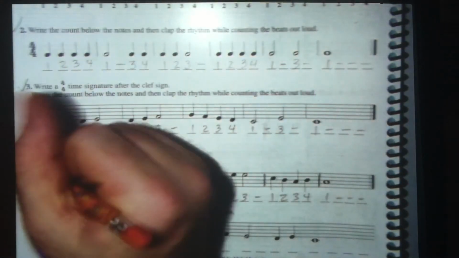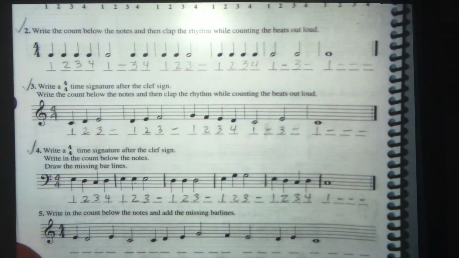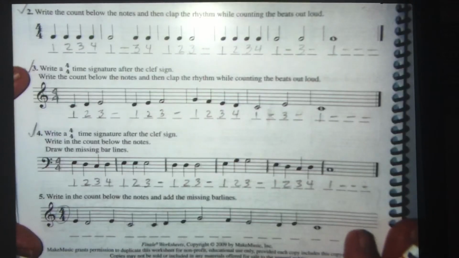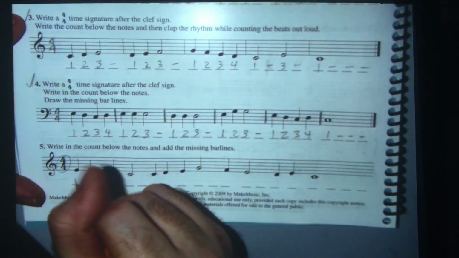Number 5, let's put a check here. Write in the count below the notes and add the missing bar lines. So the same as before. We already have our time signature here, so we don't need to do that. I'm going to push this up just a little. Same as we did before.